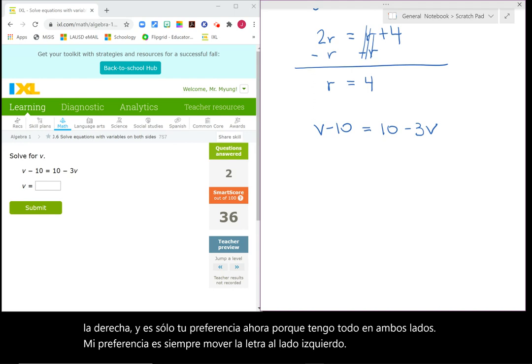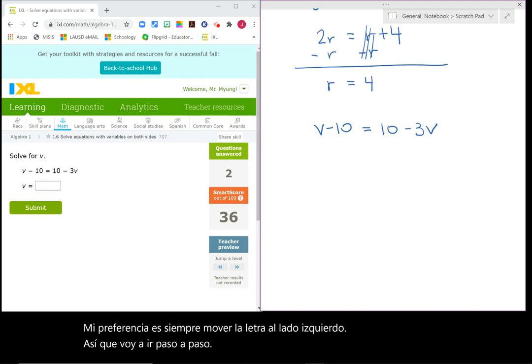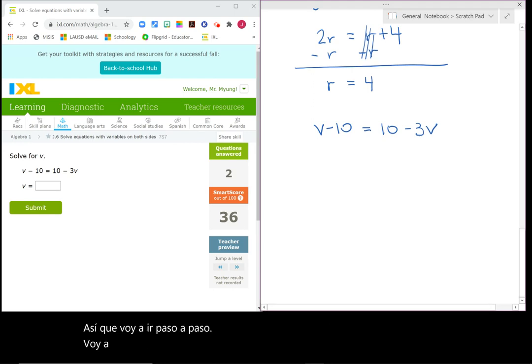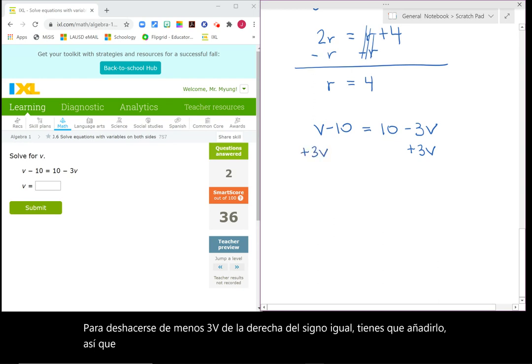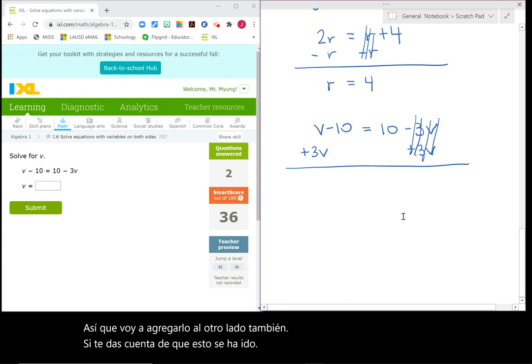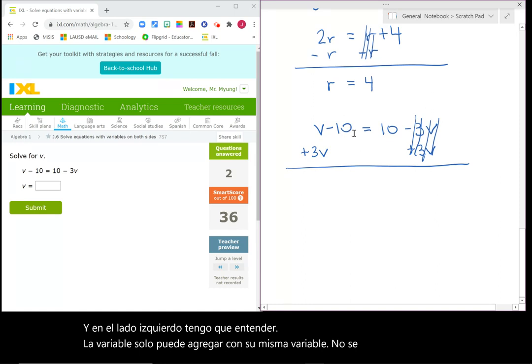So I'm going to go step by step. I'm going to go ahead and get rid of minus 3v from the right. To get rid of minus 3v from the right of the equal sign, you got to add it. So I'm going to add it to the other side as well. Now, if you notice, this is gone. And on the left-hand side, I have to understand the variable can only add with its same variable. It does not add with this 10 or this negative 10.